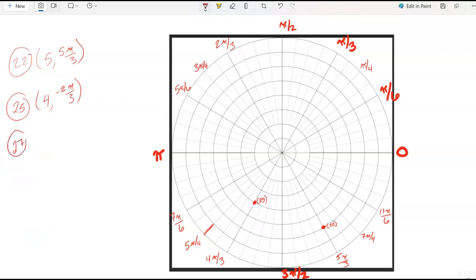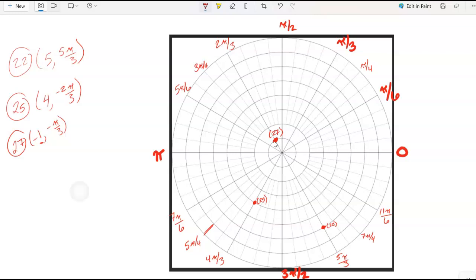So let's look at 27. 27 is the point (negative 1, negative pi over 3). Okay, our negative angle means we're going backwards. So negative pi over 3 would be here. So here's my terminal side, but because our r value is negative, we're not moving along the terminal side. We're moving along the opposite side of the terminal side. So if we were to extend that terminal side out, we're moving along this path. We're going to move 1 unit. So our point's going to be right there. This is the point for number 27.